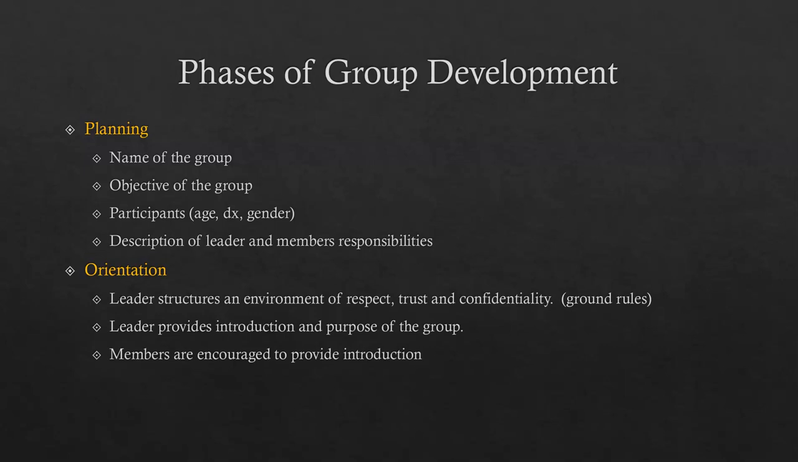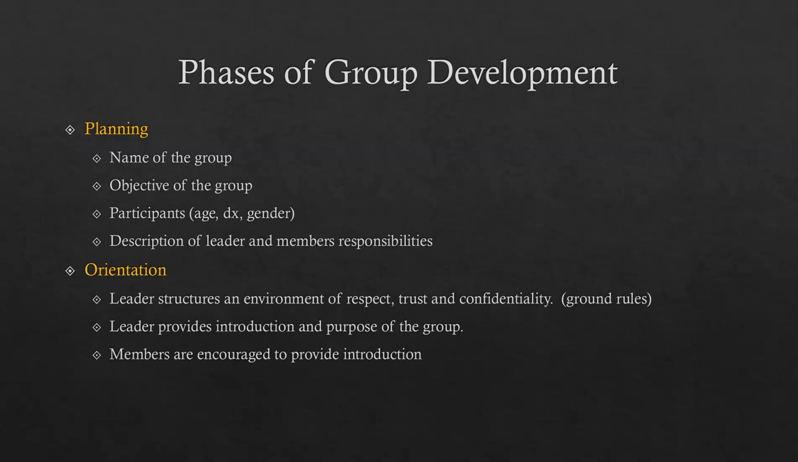There's different phases of group development, and honestly, they're very similar to the nurse-patient relationship and the phases of that. Planning. We talked about how if I was going to start a coping skills group for nursing students at Galen, I would name the group. I would say, we're going to have this coping skills group. I'm not creative. It would not have a fancy name. The objective of the group is to teach nursing students at Galen coping skills, self-help, so they can be better, so they can make it through nursing school, so they can be better nurses. Their participants would be students enrolled at Galen.